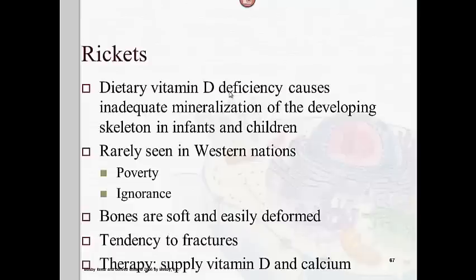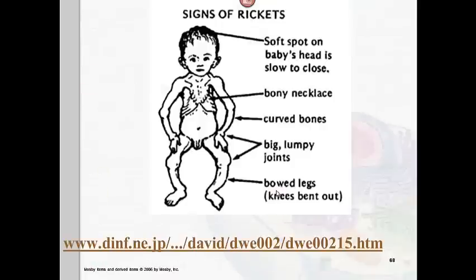Rickets is exactly the same thing, but in the pediatric population. It occurs in puberty in patients that have malnourishment. Remember, it's basically a deficiency of vitamin D to form and participate in the metabolism of calcium. So therapy is basically vitamin D and calcium. They have soft spots. Fontanelles do not close properly. They have a bony necklace. They have curved bones, bow legs. So this is the end of the first half of the musculoskeletal presentation.